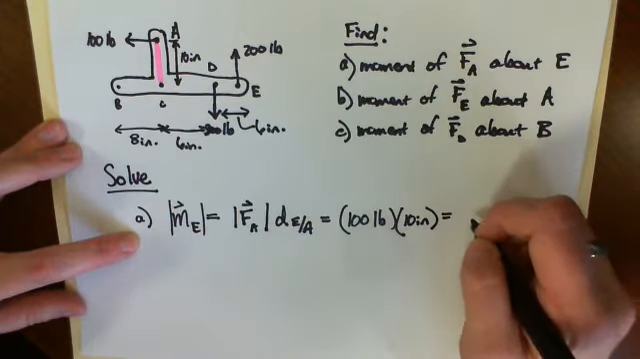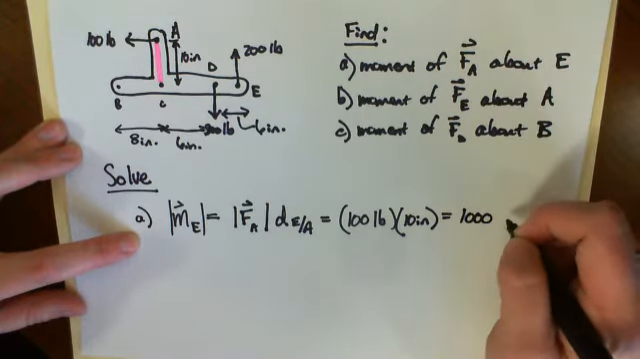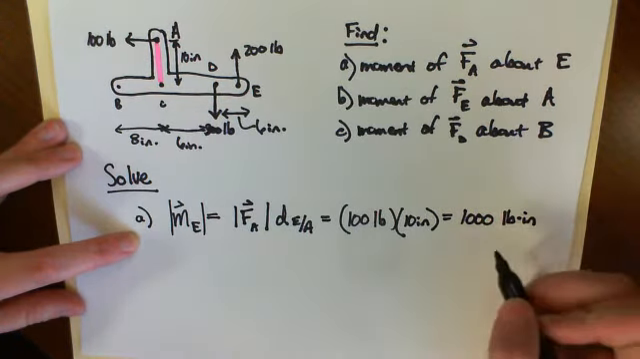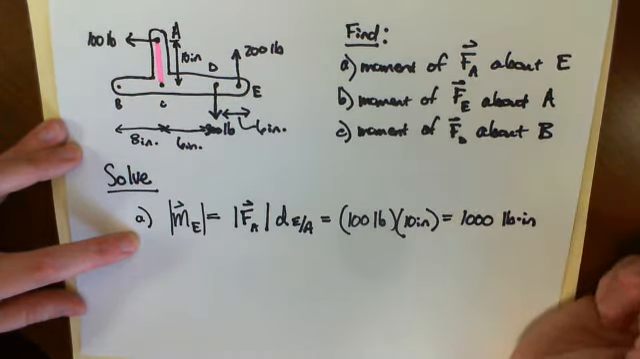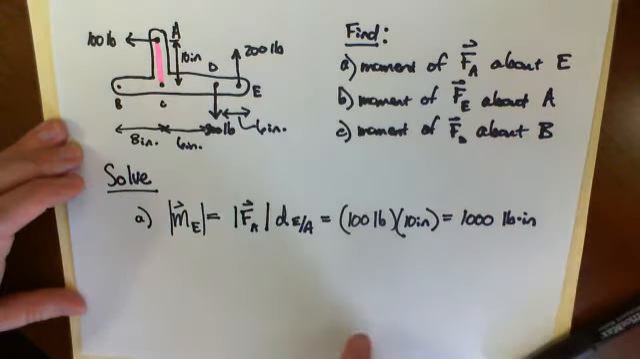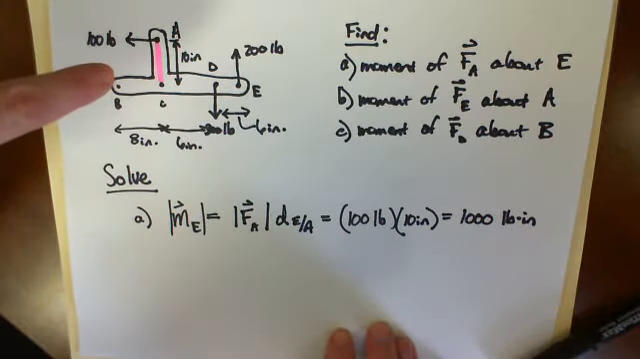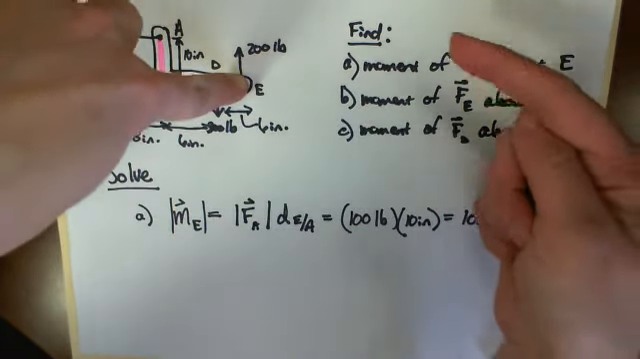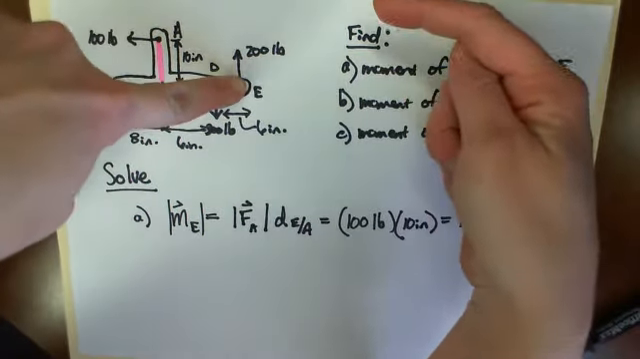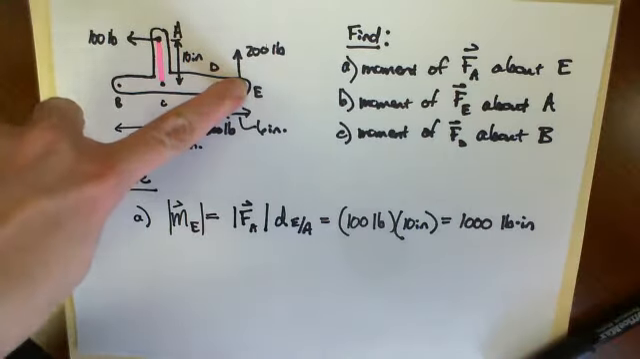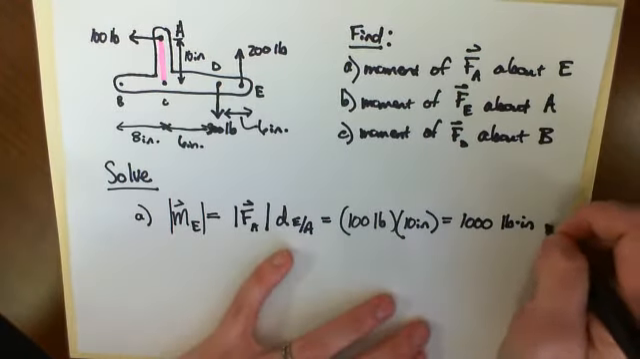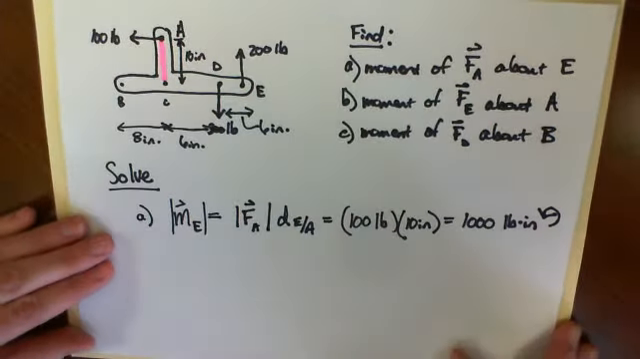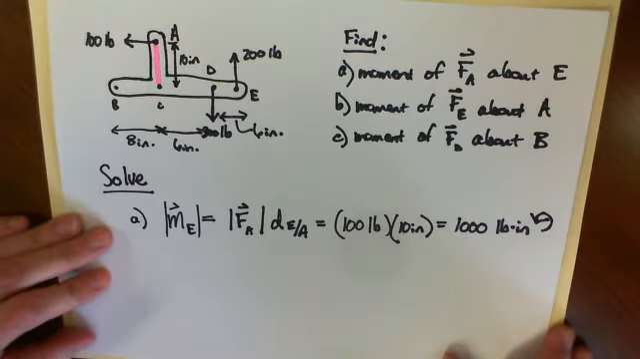So my answer is 1,000 pound-inches. But make sure that you include which direction that is going. So if you look at it and you were to put your finger on point E and apply the load at A, it's going to create a counterclockwise rotation. So you just draw an arrow in that direction to show that that's the way it's going to spin.